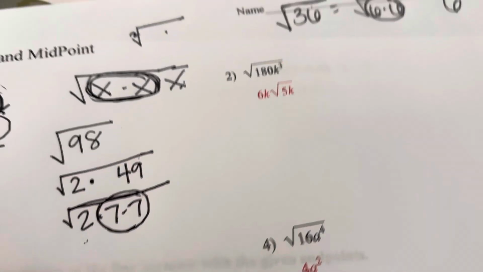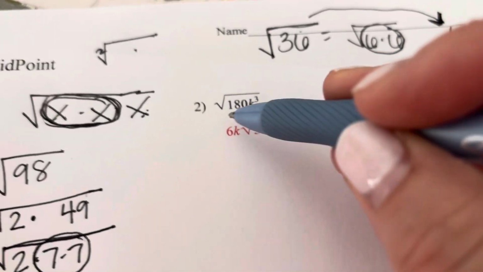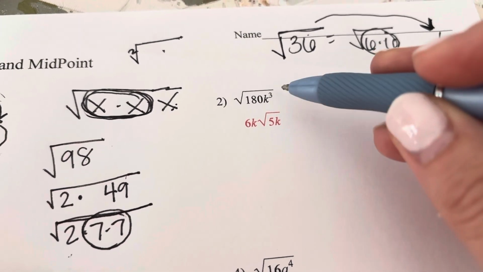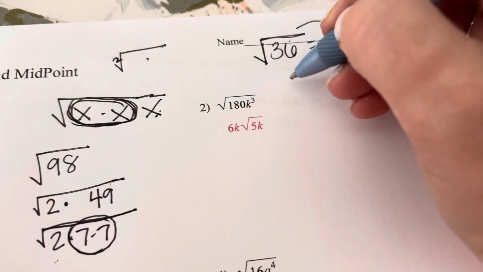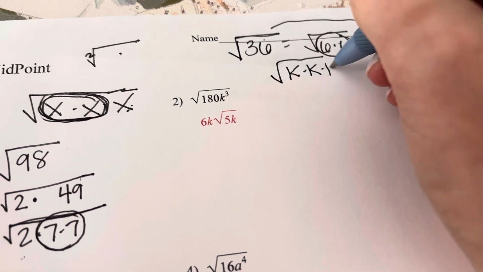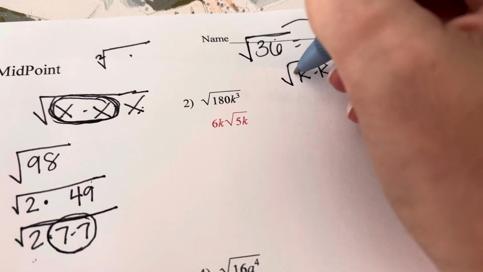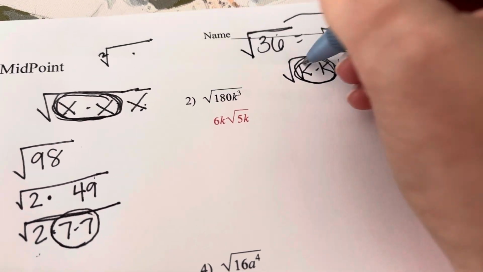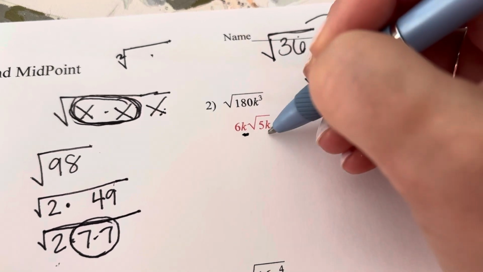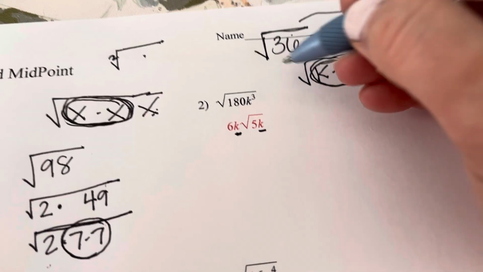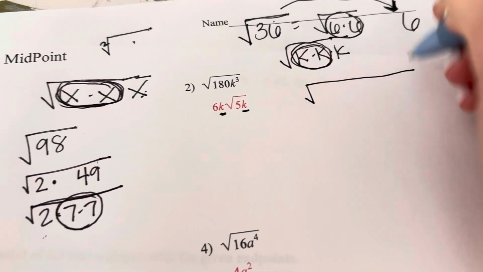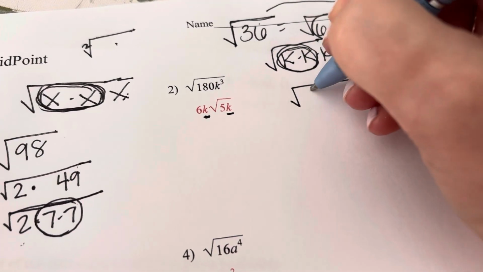Okay, over here, I have 180k cubed. Well, the k cubed, remember, that is 3 k's. I pull out the 2 k's. It spits out, and that k stays inside. Now I can look at the 180. 180 is 18 times 10.